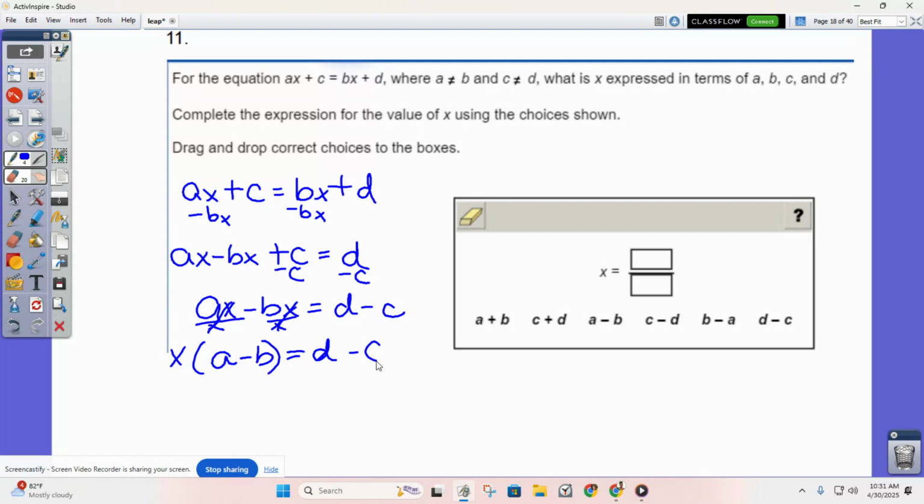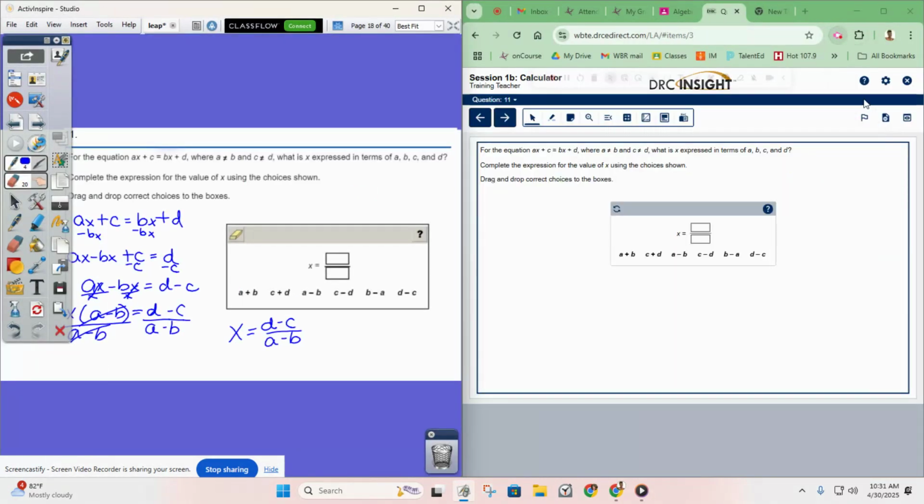What's happening to x? It's being multiplied by a minus b. To solve for x, I do the opposite. Divide both sides by a minus b. That cancels out, so we end up with x equals d minus c over a minus b. On your online practice test, what you're going to enter there, it's a drag and drop. So you drag the d minus c to the top box, drag the a minus b to the bottom box.